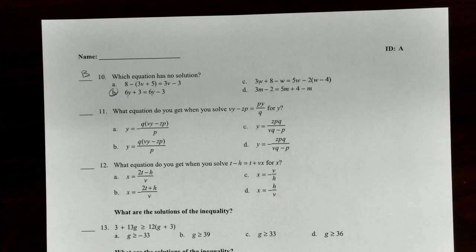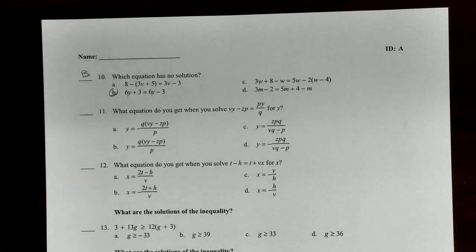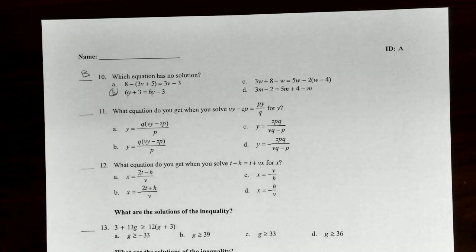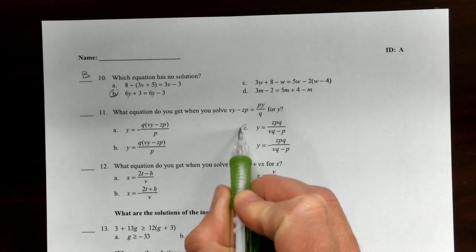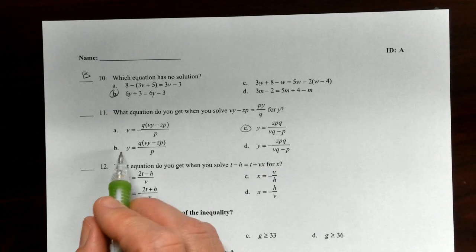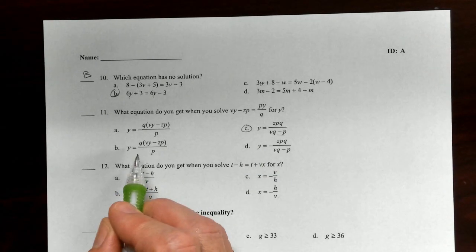All right, number 11. It says, what equation do you get when you solve that for y? Okay, so now, the correct answer is C. And let me explain how I got that. Okay, but B also works. And let me show you what they did for B.